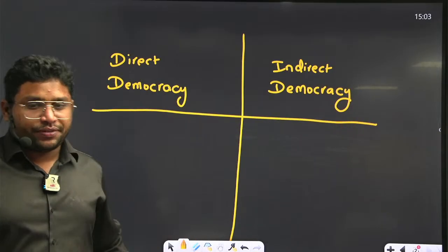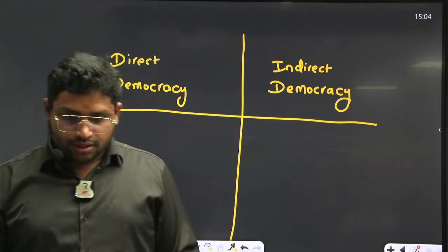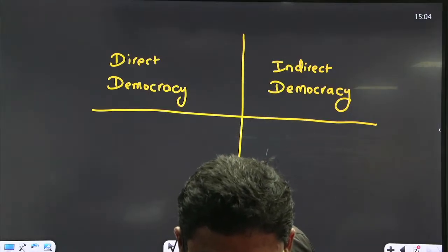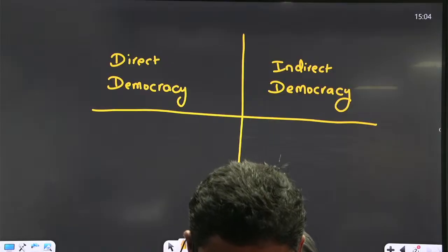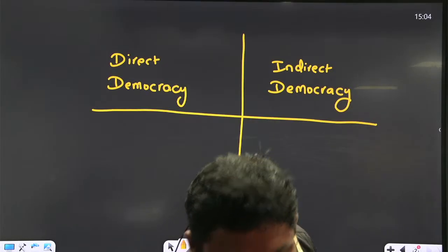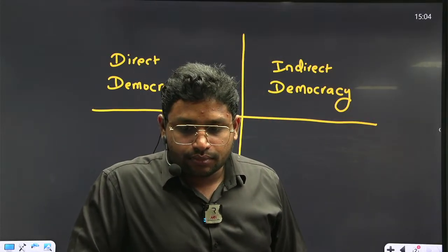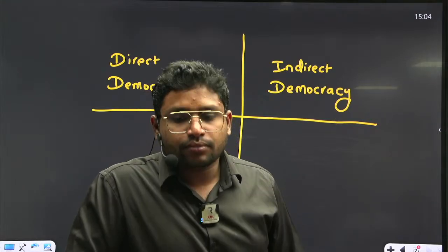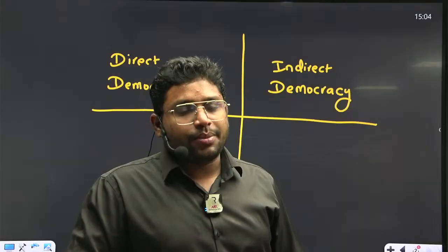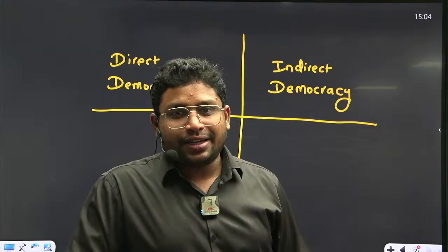Tell me the difference between direct and indirect democracy. Yes, online students can also answer. Decisions on behalf of the public. Hmm. Representatives take decisions or make laws on behalf of the public. Very good. For indirect democracy, representatives play the role. Okay. And in direct democracy, the public themselves take decisions and make laws. People directly take the decisions.